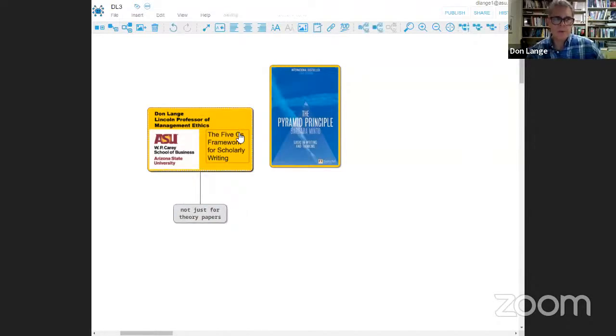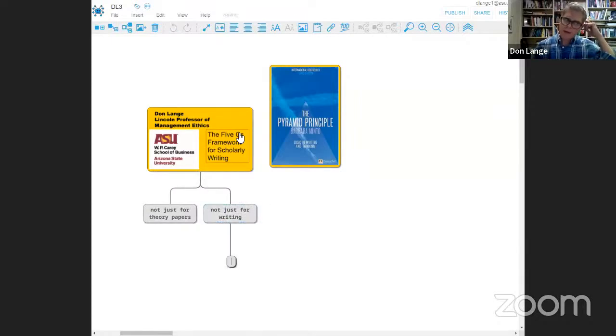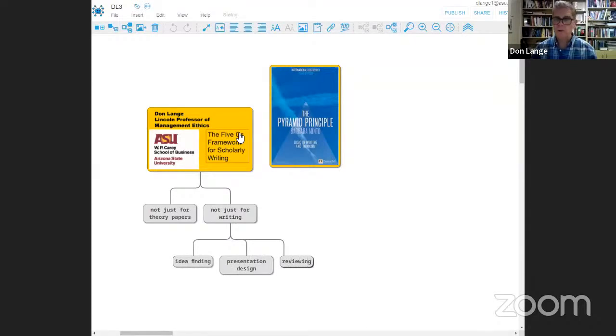The other point I wanted to make, just as an introduction, is that it's not just for writing. What I mean is, and I'm going to talk about this more, this structure is a good structure for idea finding. It's a good structure for thinking about your presentations. A lot of what we do as academics is give presentations. So how you're designing your presentation, these 5 C's will be very helpful in that regard as well. I find it helpful in reviewing other work when I'm reviewing for conferences or for journal review. It helps me take a structured look at how other people are presenting their ideas.